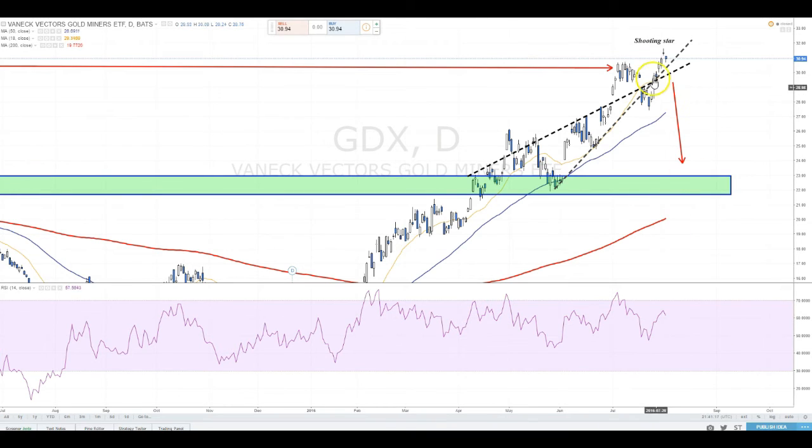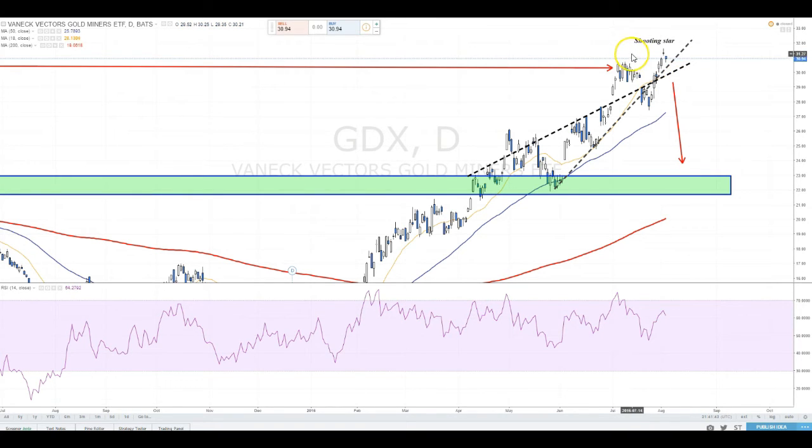in the RSI and a shooting star pattern here with a close below. That triggers the shooting star pattern, but the price is still above this rising wedge. So we need another confirmation signal, just like we saw on GLD. We need the price to close below $30. That will be the confirmation signal.